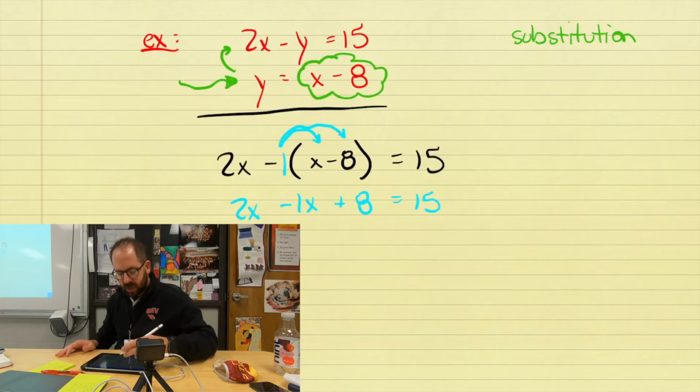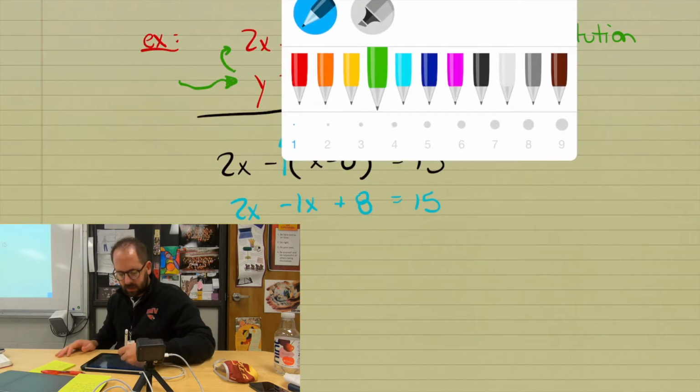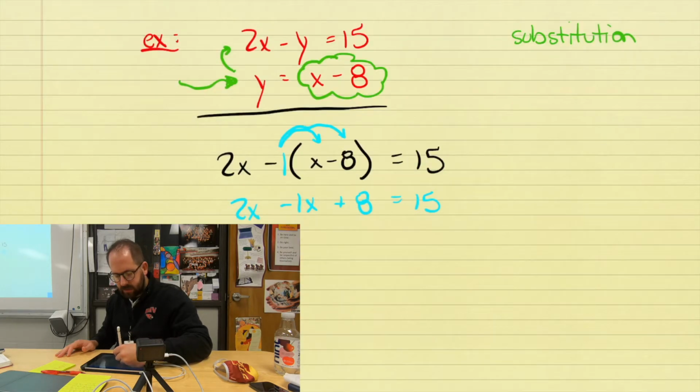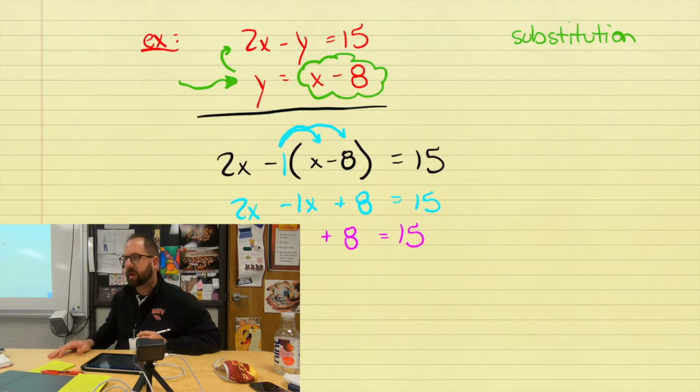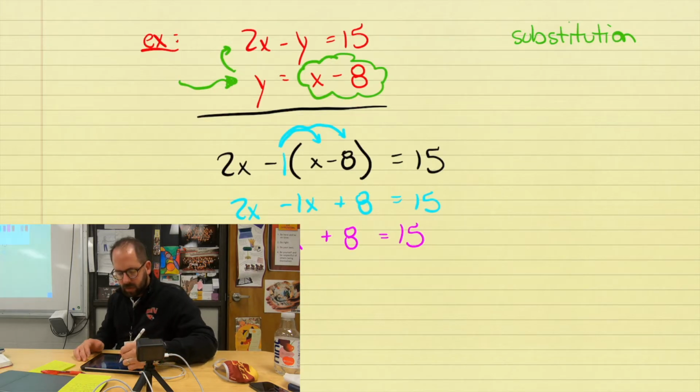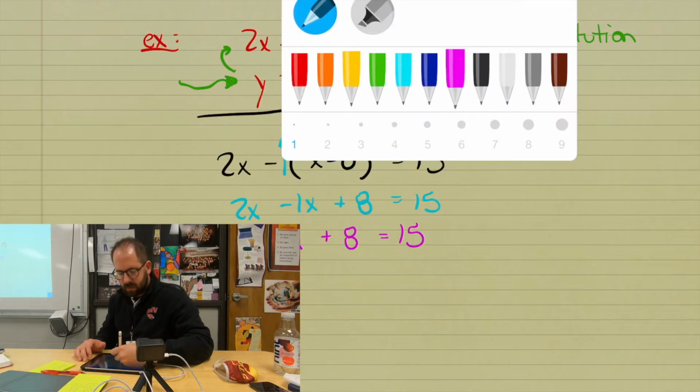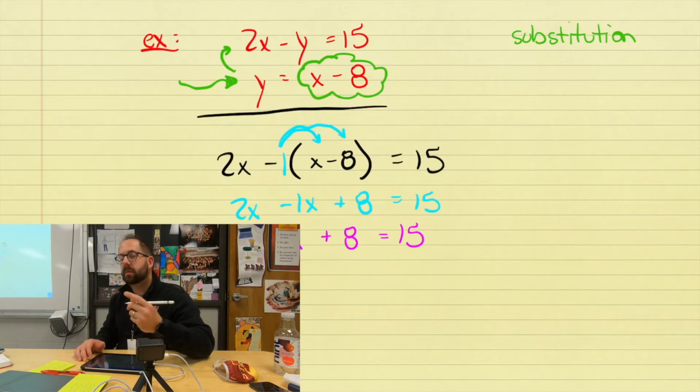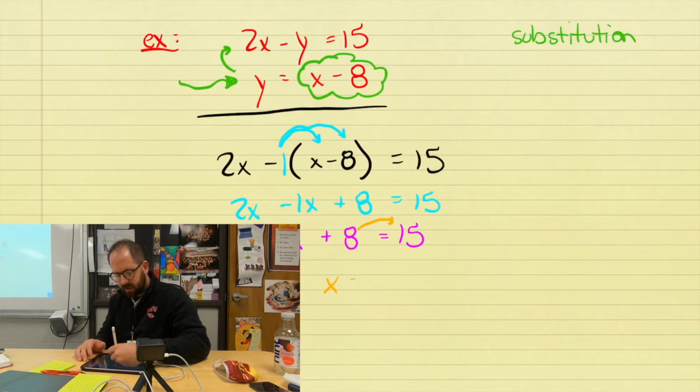Combine like terms. 2x minus 1x is 1x, plus 8 equals 15. I don't even need to write the 1. You could leave the 1 off and it's still the same answer. 2x minus 1x is x. The 1 is technically there. And what's my last step? What do I have to do? Subtract 8. If I subtract 8 across the equal sign, I get 7. There's my x.